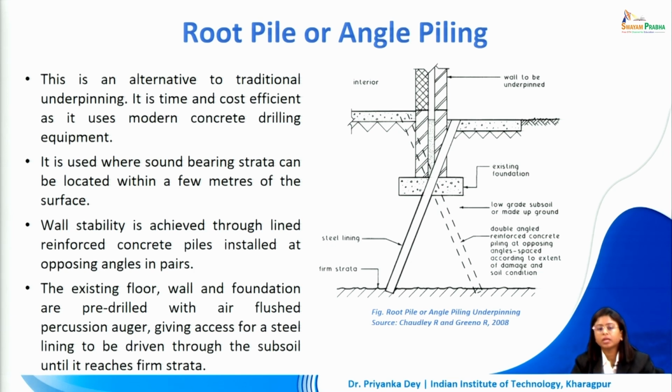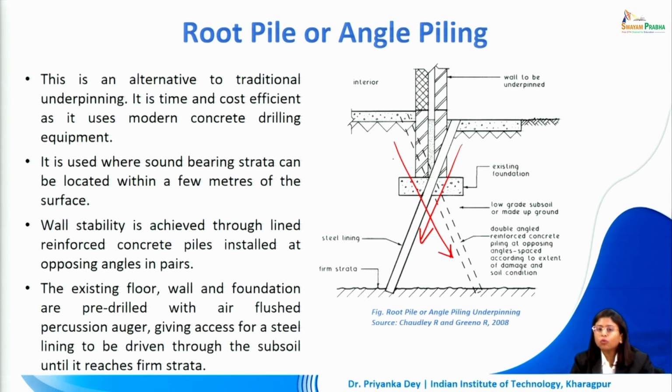Here the wall stability is achieved through reinforced concrete piles which are inserted in such a way that they are in pairs and in opposing angles. So there is one pile in this direction, and another which criss-crosses in the opposite direction. They are in pairs placed at regular intervals. This spacing can be determined by studying the soil type, the existing condition, and how much damage has already happened. Certain factors will tell us the distance between these arrangements of double piles that we are placing into the ground.